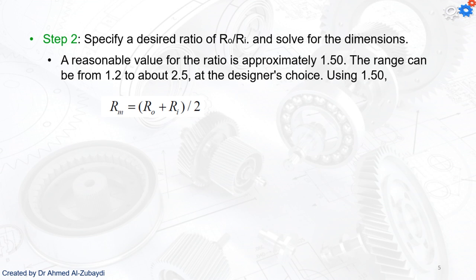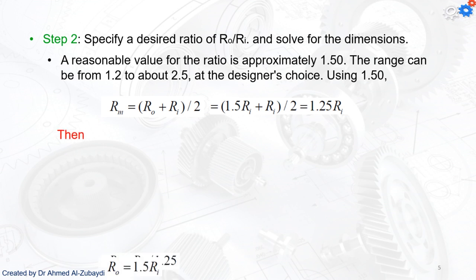The equation for the mean radius is equal to the outside radius plus the inner radius, divided by 2. So we said that the RO over the RI is 1.5. That means the RO is equal to 1.5 RI. So I can put that in the equation, and we are going to find that the RM is equal to 1.25 RI. Or the RI is going to be equal to 95.25, that we got earlier, divided by 1.25.